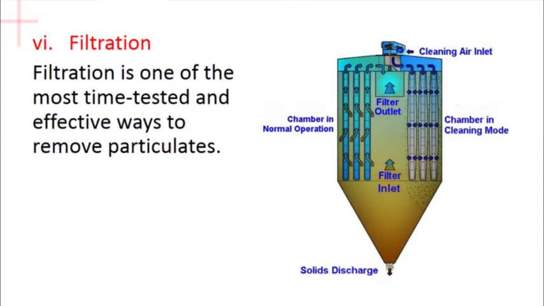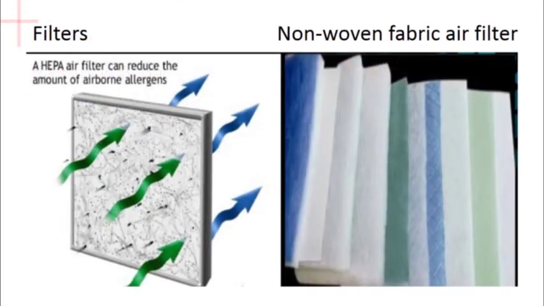Number 6, filtration. Filtration is one of the most time-tested methods and a very effective way to remove particles. It has filters such as a cloth or a non-woven fabric which can be used as an air filter. When air passes through this fabric or non-woven fabric, the particles get deposited on the fabric surface.